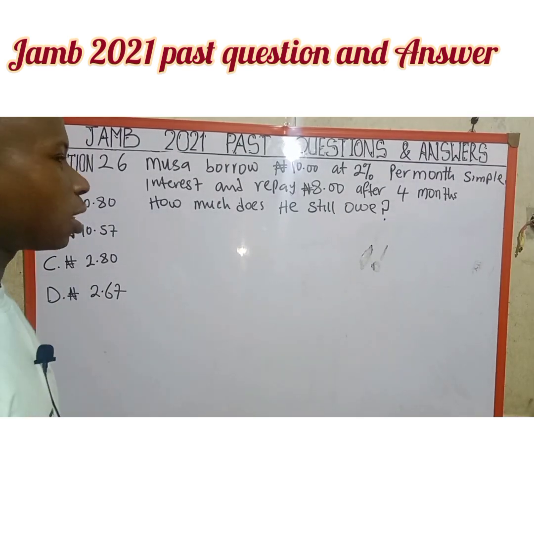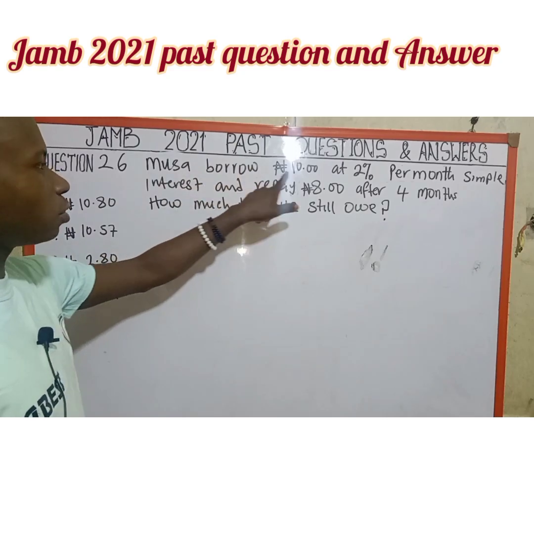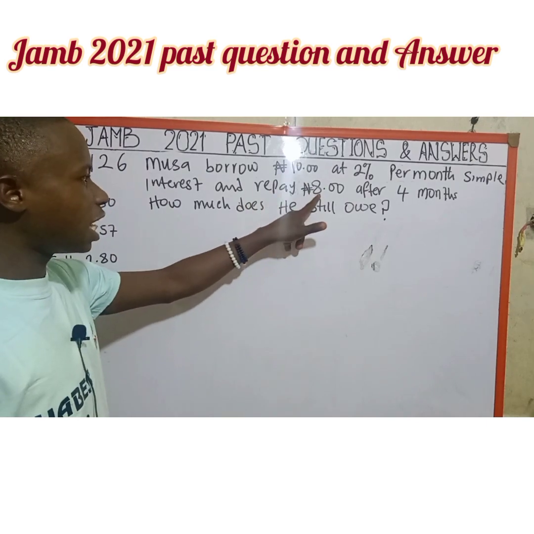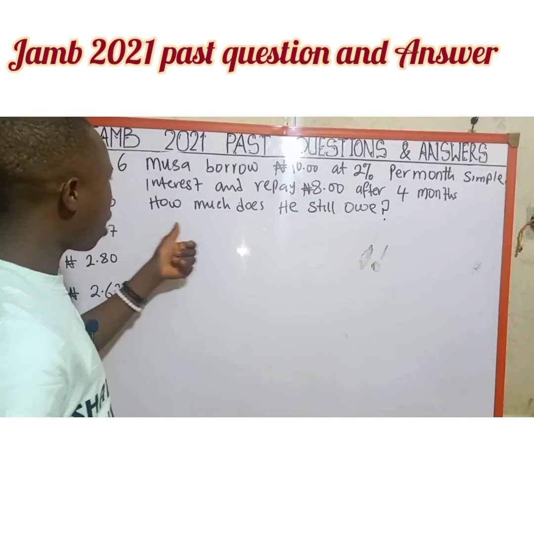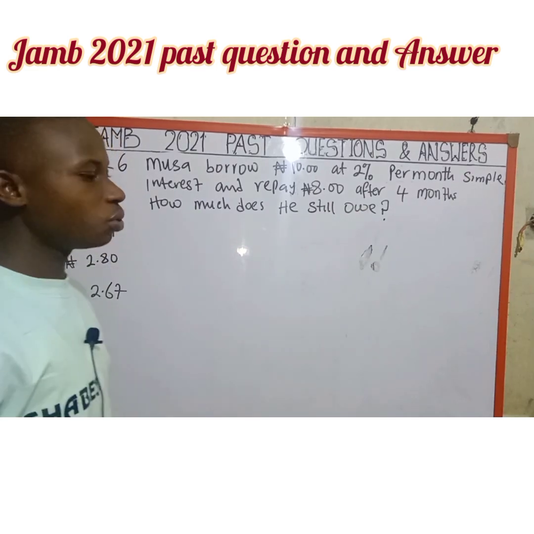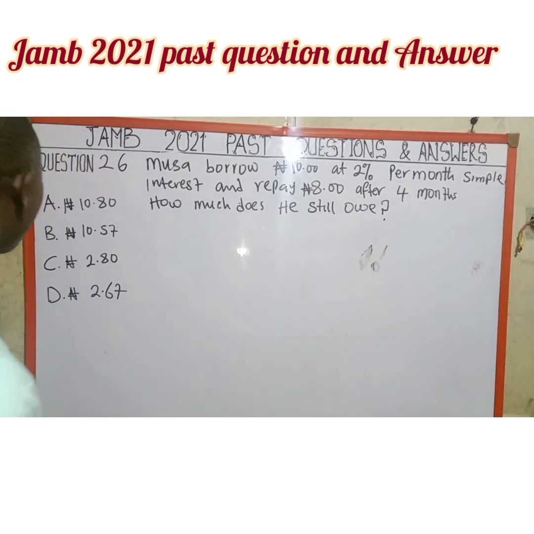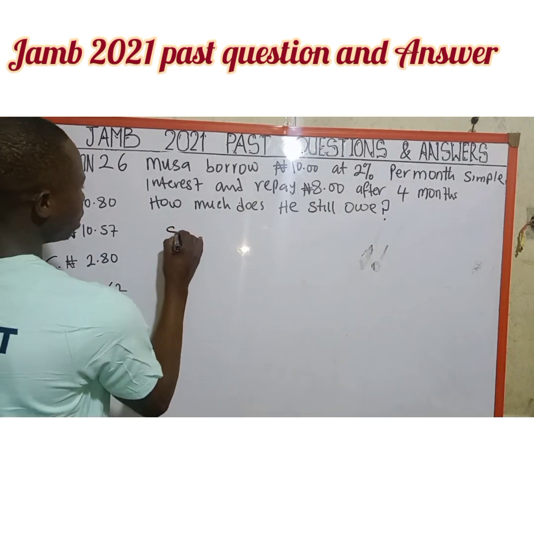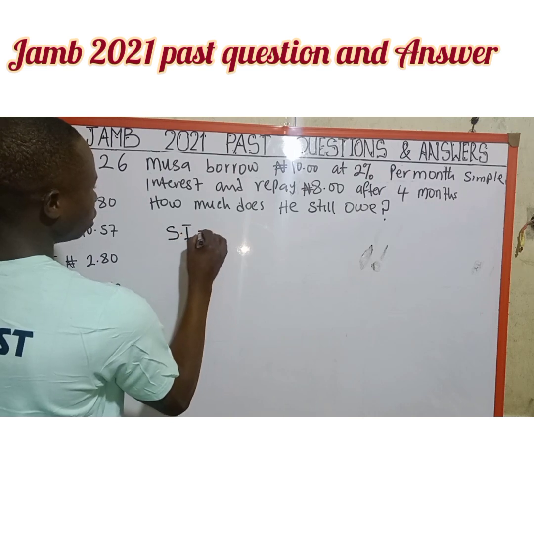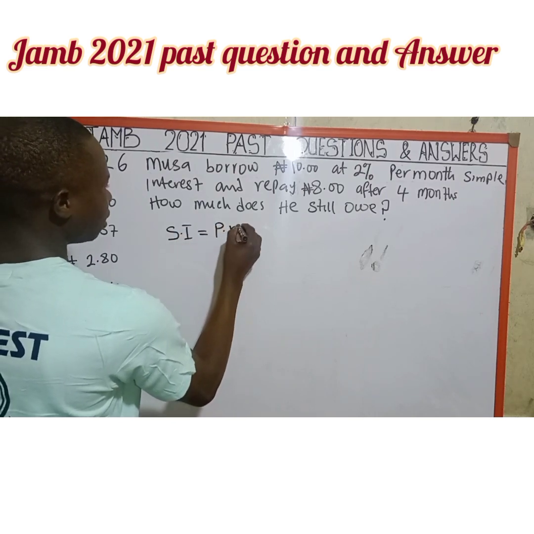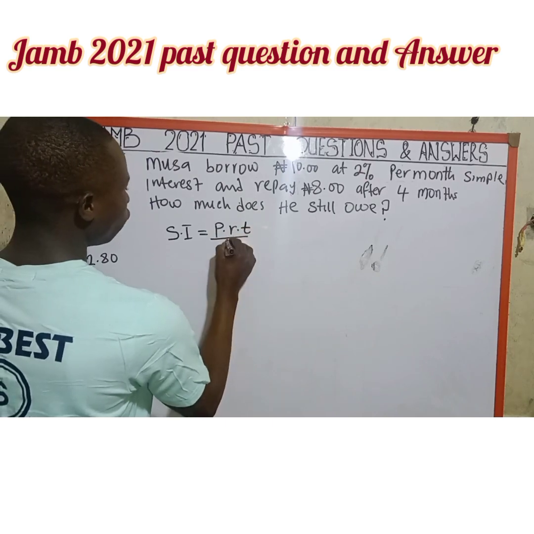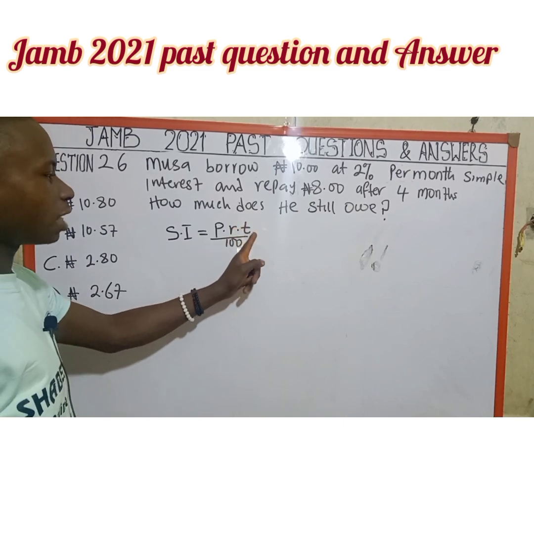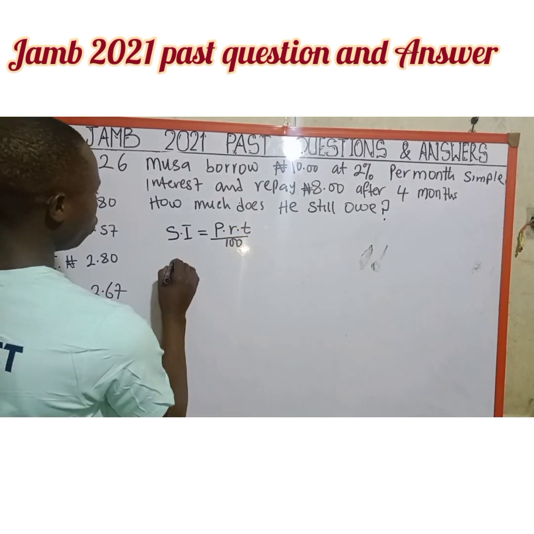Question number 26. The question reads: Musa borrowed 10 naira at 2% per month simple interest and repaid 8 naira after 4 months. How much does he still owe? So this is a simple interest question, and we have been provided with options A to D. Remember, simple interest is denoted as SI, which is equal to P multiplied by R multiplied by T over 100, where P means the principal, R means the rate, and T is time. So let us find the simple interest in this question.